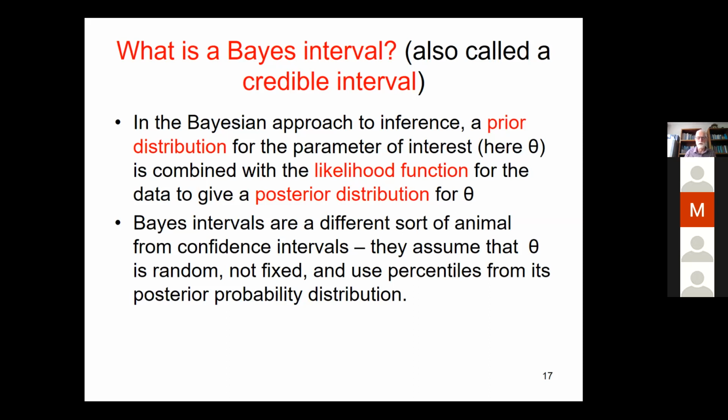Why not incorporate that? So what you do is you quantify your prior information into a prior distribution. You combine it with the likelihood function, which is what the data is telling you about theta, and give a posterior distribution for theta. So Bayes intervals are a different sort of animal from confidence intervals. They assume that theta is random and not fixed. And so they get a posterior probability distribution, and then you can chop off 2.5% at each end of that distribution. So you've got 95% in the middle, and that gives you a 95% Bayes interval.